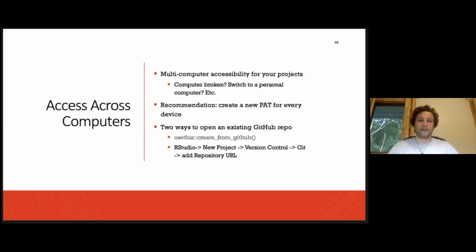And the way to do that is outlined here. You just go start a new RStudio project. Like we did previously, you can click on version control this time, and then Git. And then there will be an option to add the repository URL.